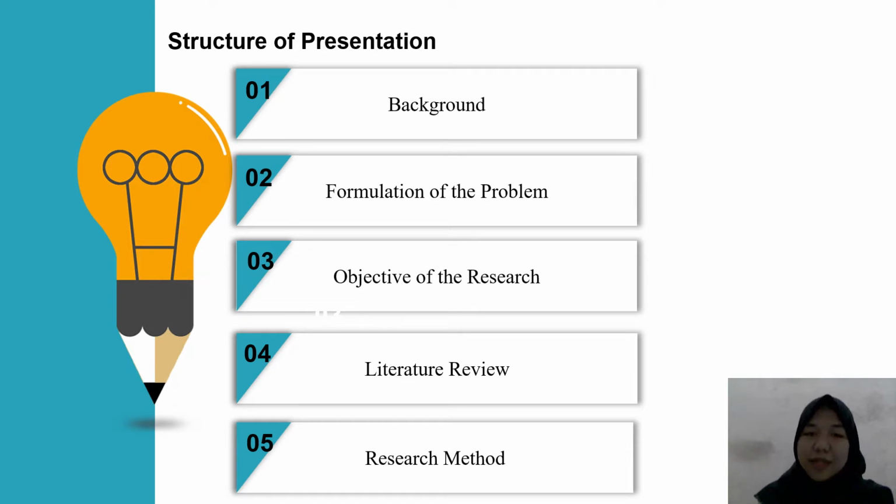Structure of presentation. Number 1 is background. Number 2 is formulation of the problem. Number 3 is objective of the research. Number 4 is literature review. And number 5 is research method.